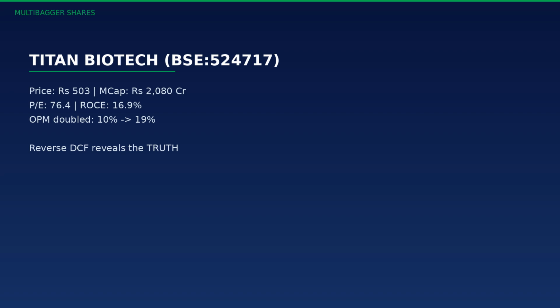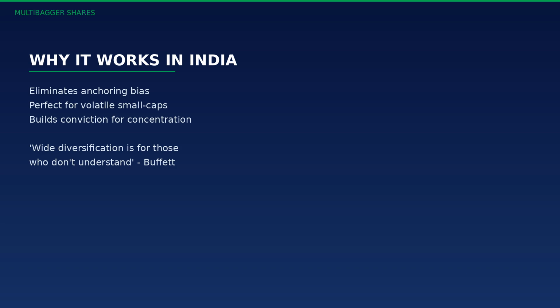Now let's connect this to a real company. Consider Titan Biotech, BSE code 524717. Currently trading at 503 rupees with a market cap of approximately 2080 crore. The P/E ratio of 76 might scare traditional value investors. But the reverse DCF asks the right question. What growth is priced in at 503 rupees? When a company has doubled its operating margins from 10 to 19% and operates in a high-growth biotechnology input space, the implied growth rate may well be achievable.